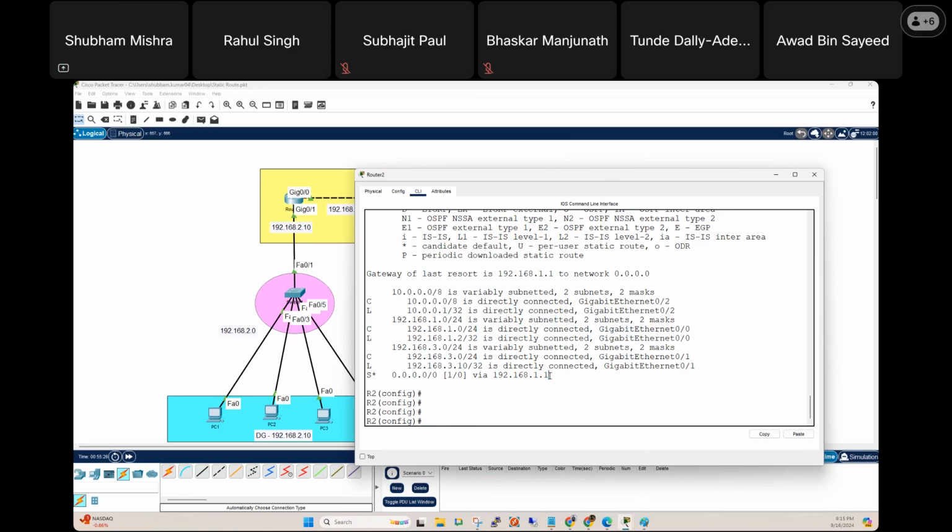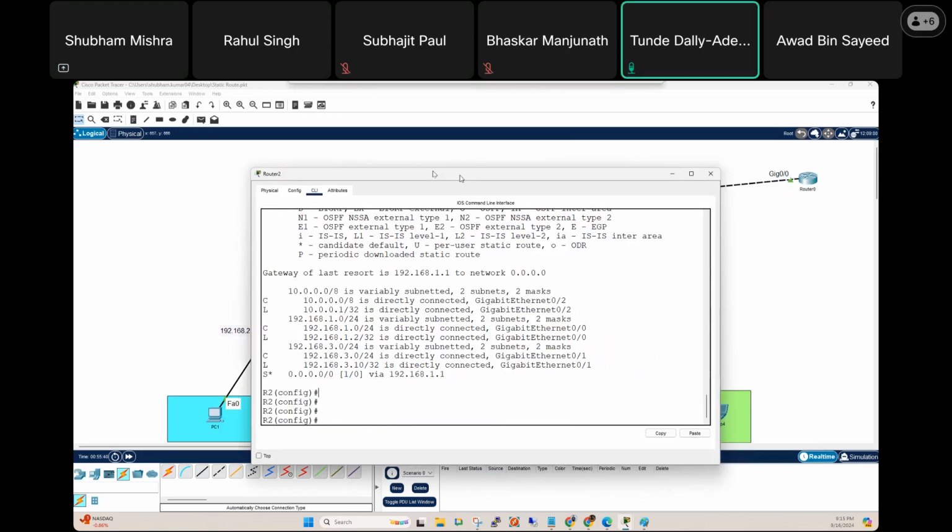Done? What if the default route is on OSPF? So it will be 110 only. When you configure OSPF, you will get the AD value 110.